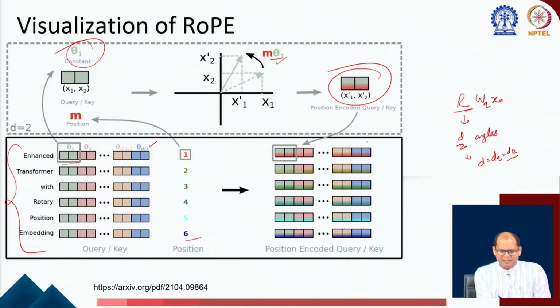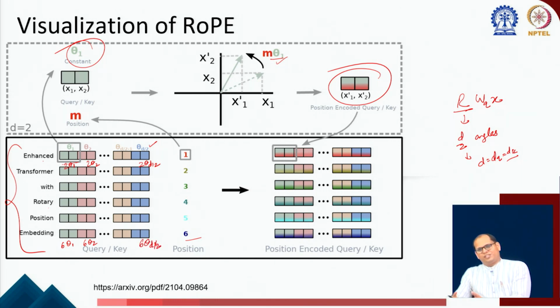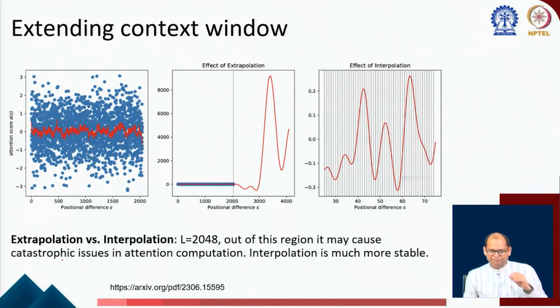Position 2, you will multiply by 2 theta 1, 2 theta 2, up to 2 theta d by 2, and position 6, 6 theta 1, 6 theta 2 up to 6 theta d by 2, right. So this is what will change. These thetas remain the same, but how much you rotate by changes based on the position, okay.